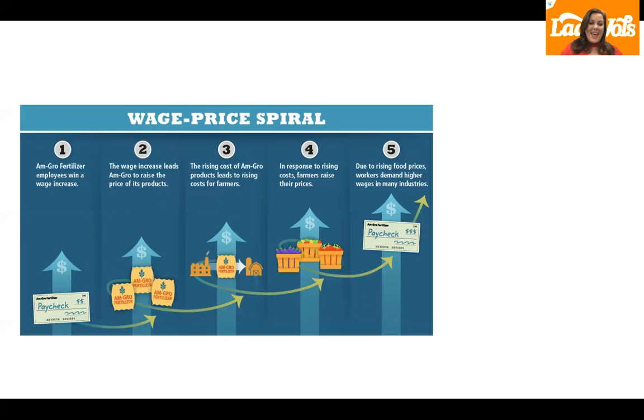Wage price spiral, yeah. So if I show you this infographic and ask you, okay, the increased wages for workers could result in what? If we increase the wages, what's it going to do? We're going to have a demand, and it's written right here, demand for higher wages in many industries, because AmGrow's wage increase has caused produce prices for everybody to be increased. So then everybody's going to be going, hey, I need more money. My money's not going as far.